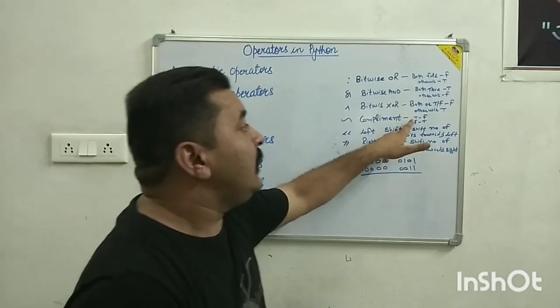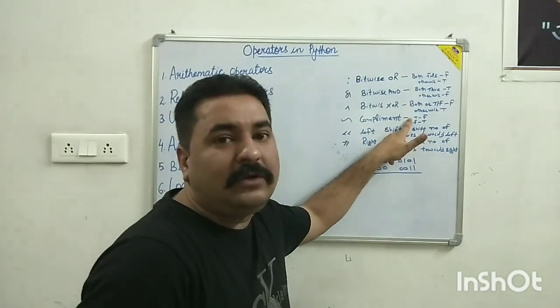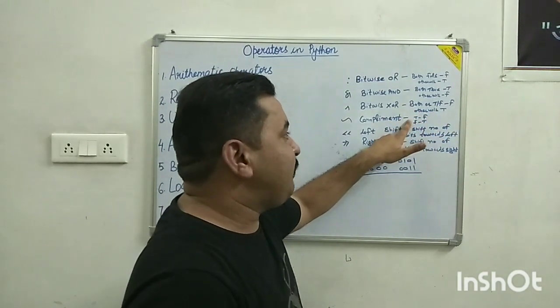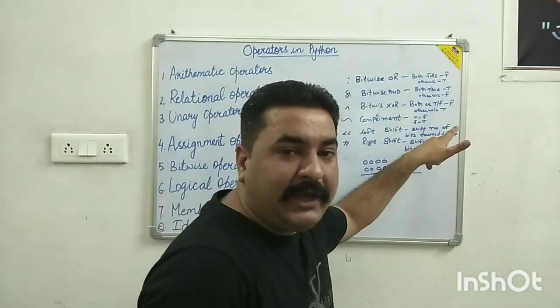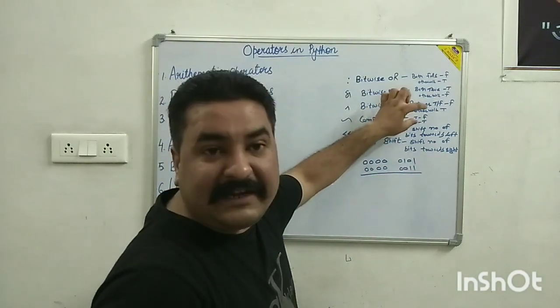Complement operator means if one variable is true, then the next is false. If the one value is false, then the next value is true. So it is opposite to each other.